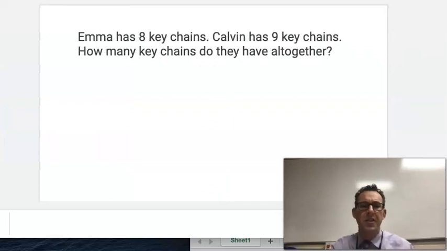Emma has 8 keychains. Calvin has 9 keychains. How many keychains do they have altogether? Oh, there's that key word again that we taught to look for, altogether. And so if altogether tells us to add, then we take this 8 and this 9 and we add them together, 17. They must have 17 keychains.